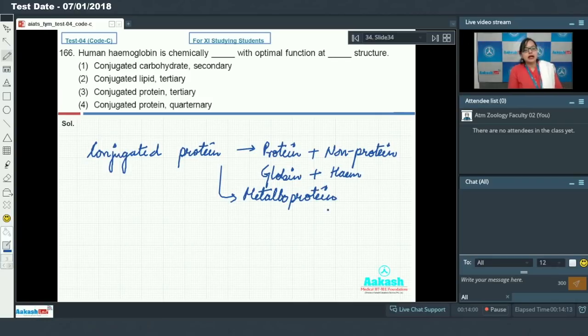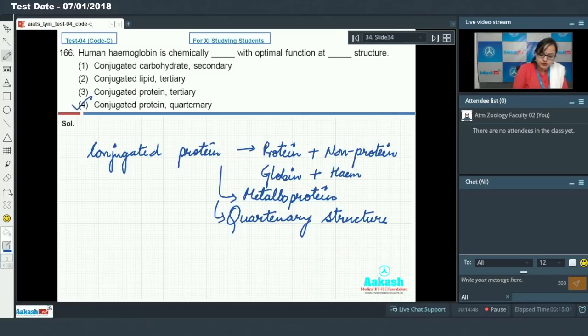Since it has iron and it shows its optimal function when it acquires quaternary structure. So the correct answer for this question is option 4. Moving on to our next question.